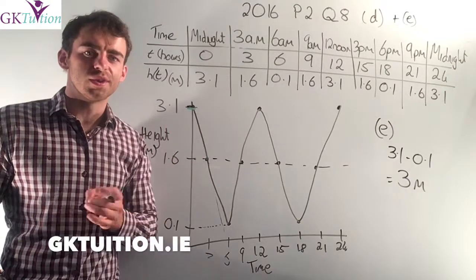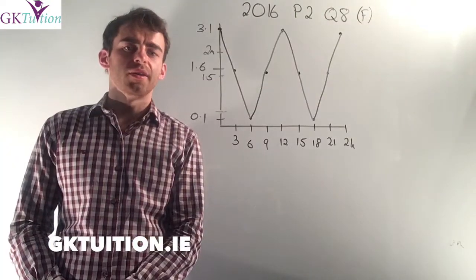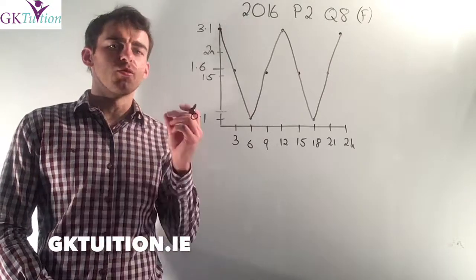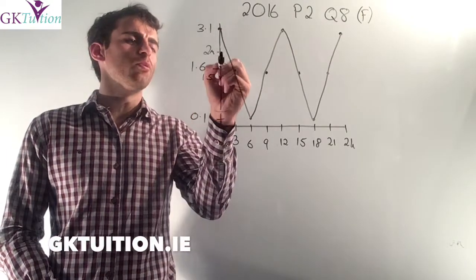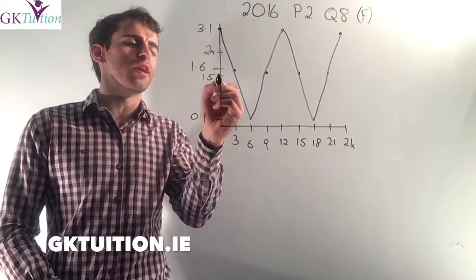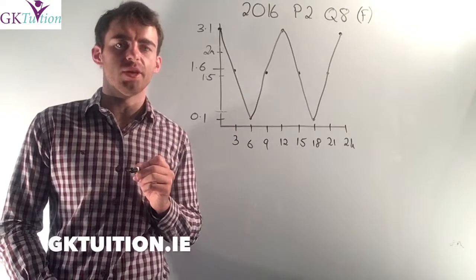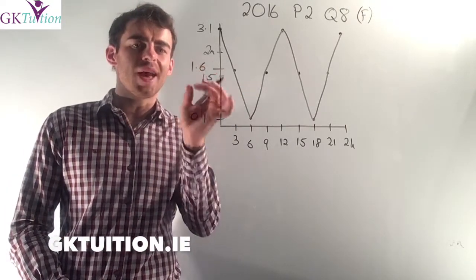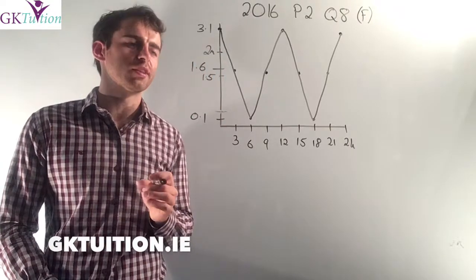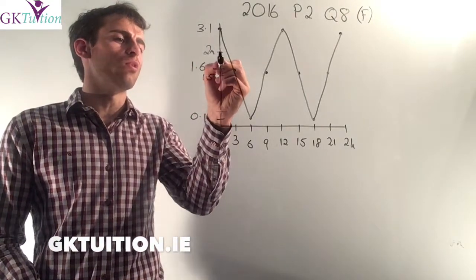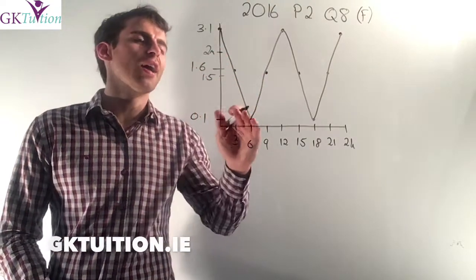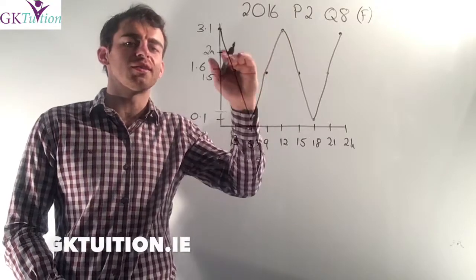We can also now use this graph to answer part F. For the final part of this question, we're told that a barge is coming into the port and that it requires a minimum of 2 meters when it's fully loaded. But once it's been unloaded, it requires a minimum of 1.5 meters. And we're asked, what is the maximum amount of time for which the barge can remain in the port. So clearly, if it requires a minimum of 2 meters, it wants to come into port as the tide is coming in.